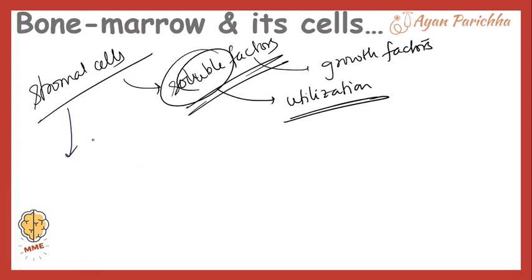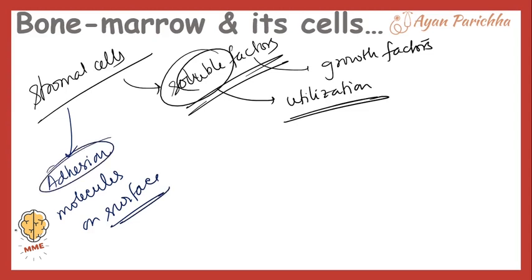Another function of stromal cell is that they have certain adhesion molecules on their surface. Now, what is the function of adhesion molecules? You can understand from the very word itself. Adhesion means pakad ke rakhna, it's like holding tight. They hold the parenchymal cells tightly in the bone marrow so that they cannot leave the bone marrow and stay in the bone marrow and do their job.